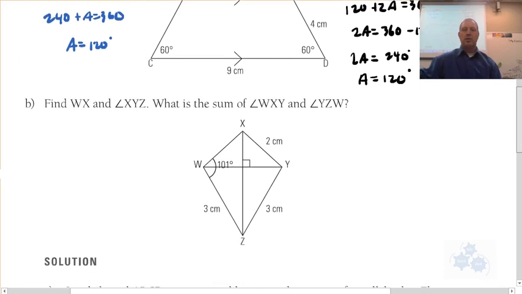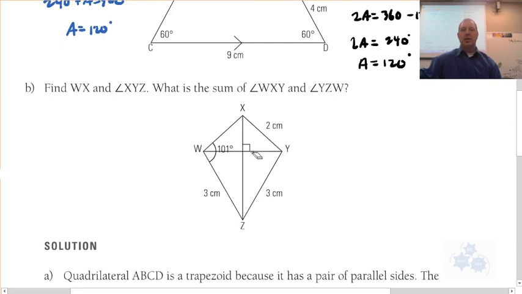Okay, second part of this then is about this kite. So this is a kite. It is a 4-sided figure where the diagonals meet at 90 degrees. And one of the properties of kites, if we go back to that diagram as well, is that these 2 sides will be the same, therefore these 2 sides will be the same. So if we're looking for WX, because this is 2, this is going to be 2 centimeters, of course.